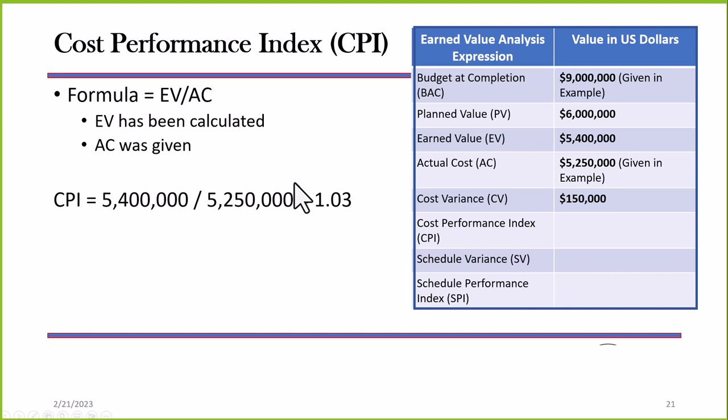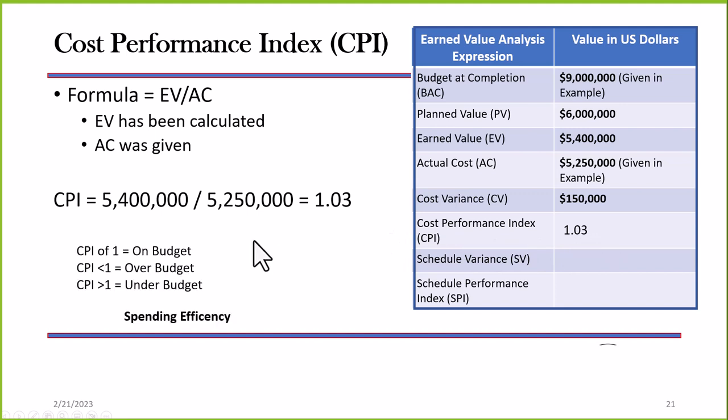So now our formula is CPI equals EV divided by AC. So we plug in those numbers. Our earned value is 5.4. Our actual cost is 5.25. And that gives us a CPI of 1.03. So we plug that number in up here, Cost Performance Index right here.